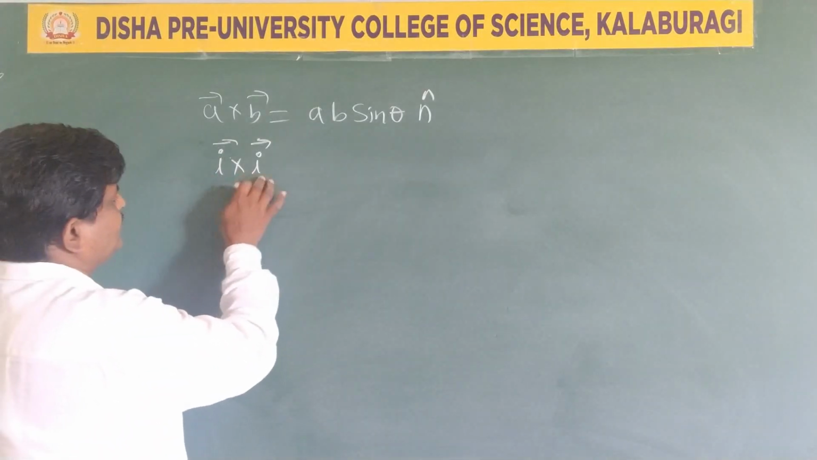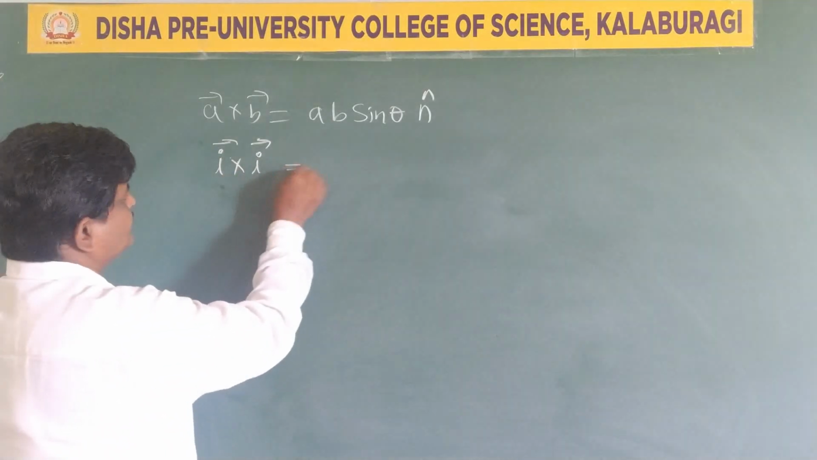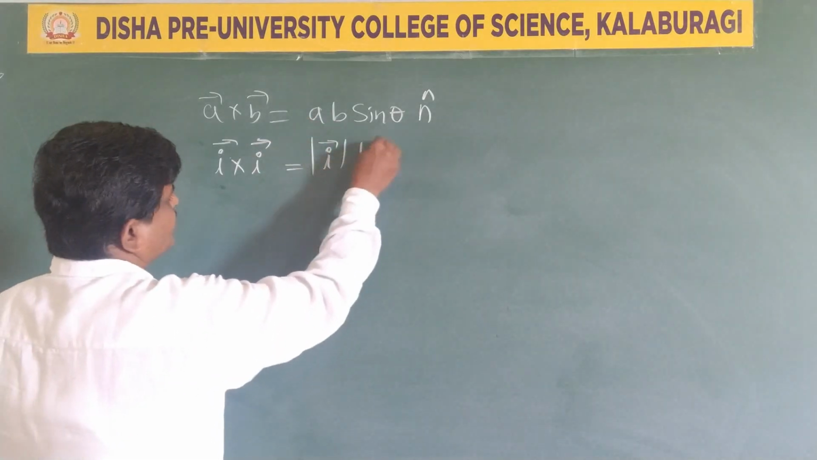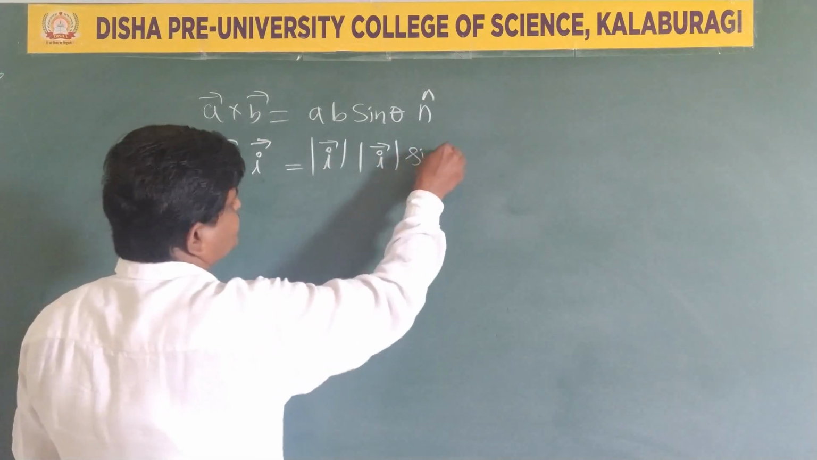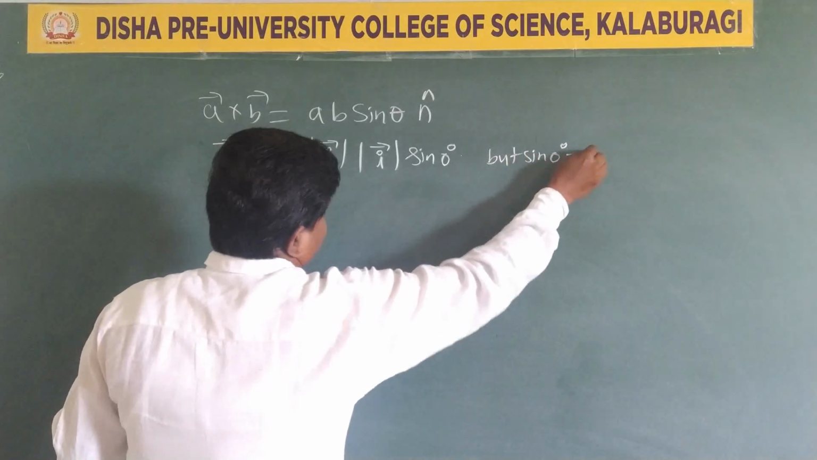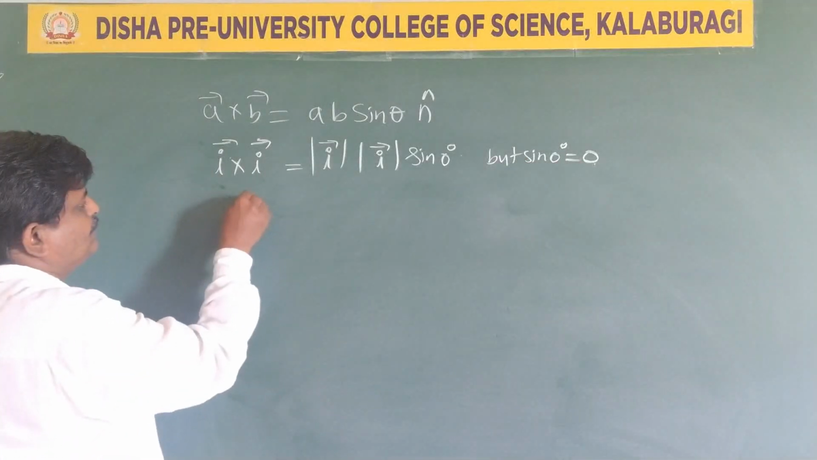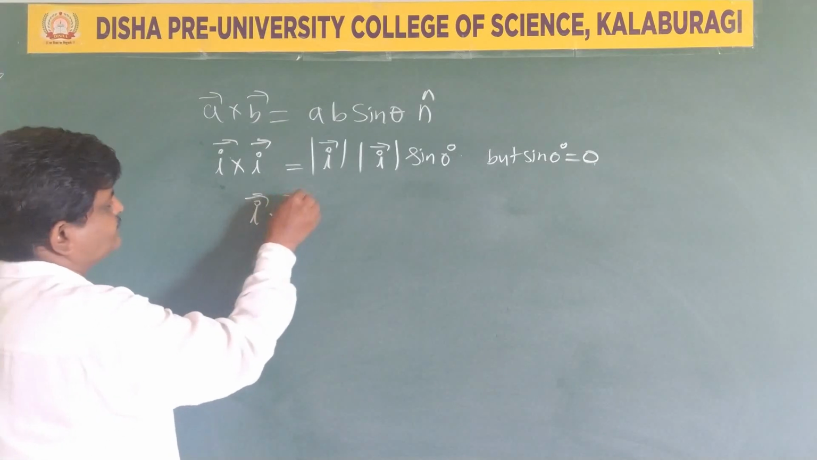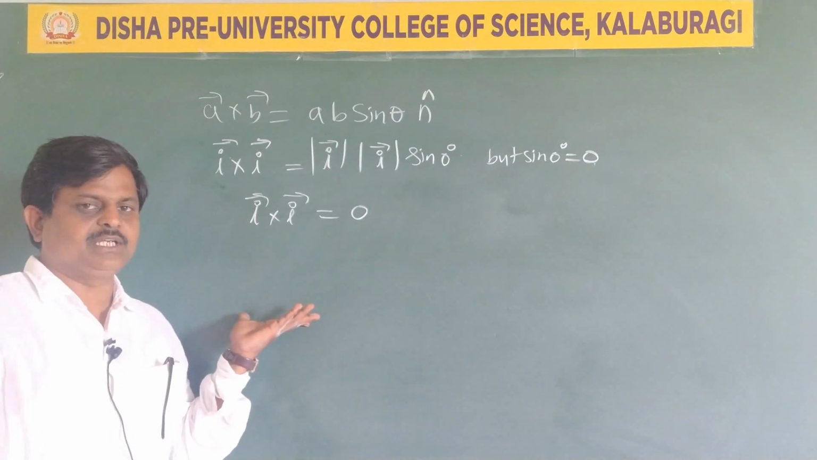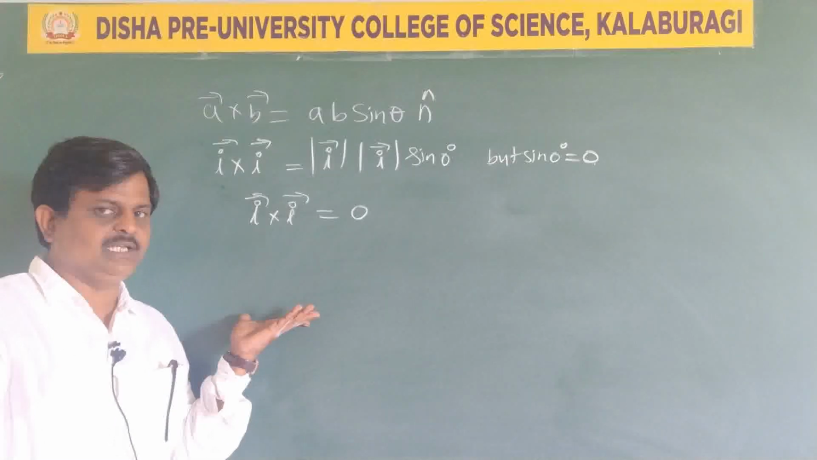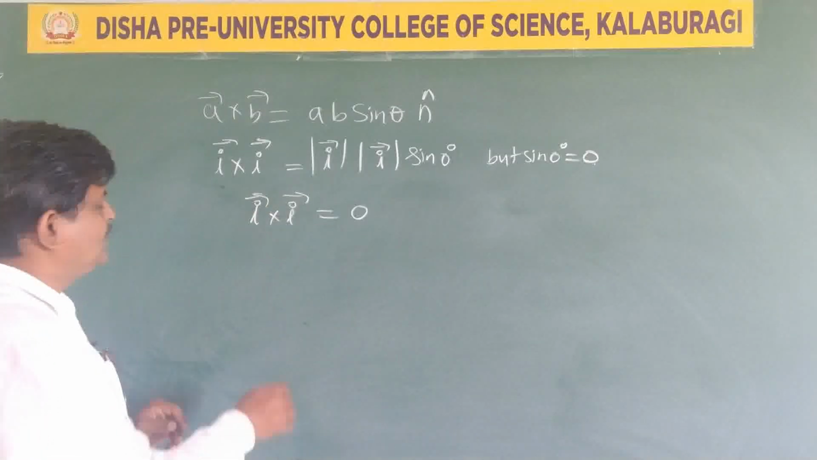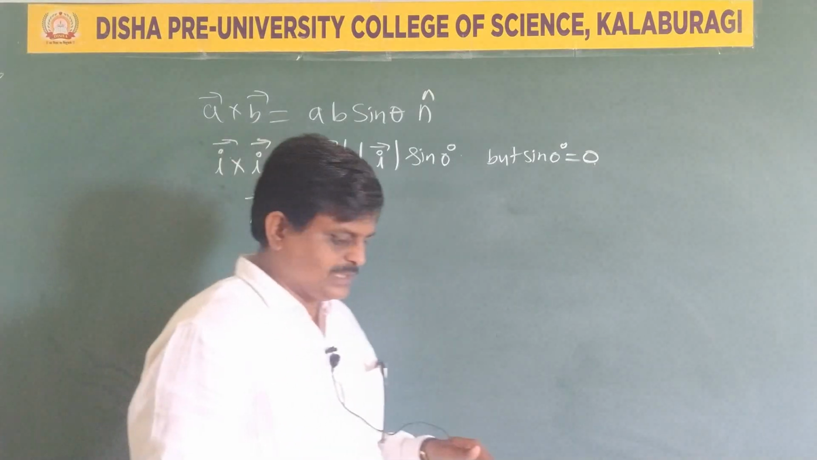Therefore, when you operate I cross I, it is just the magnitude times sine 0. But what is sine 0? It is 0. Therefore, when you operate I cross I, the result is 0. Just now you have seen that the condition for two vectors to be parallel is that their cross product is 0. So here also the same: when you are operating I cross I, your result is 0.